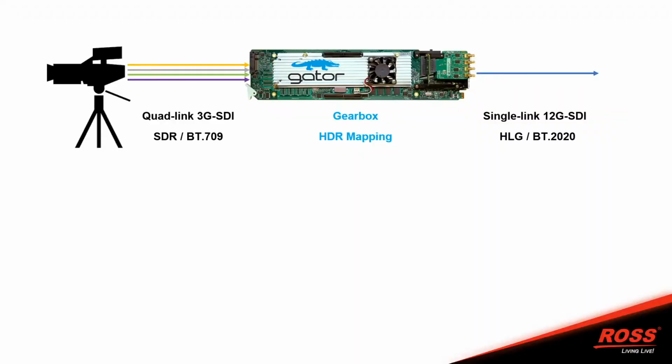Now let's deal with our next problem. Our venue has provided us with some camera feeds, but they're in HD. We need to upconvert these to UHD for our production. These cameras are also not gen locked, so we need a frame sync too.